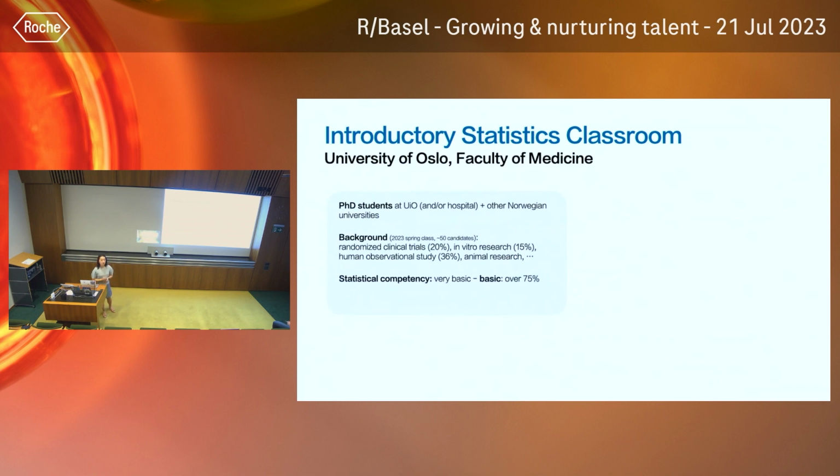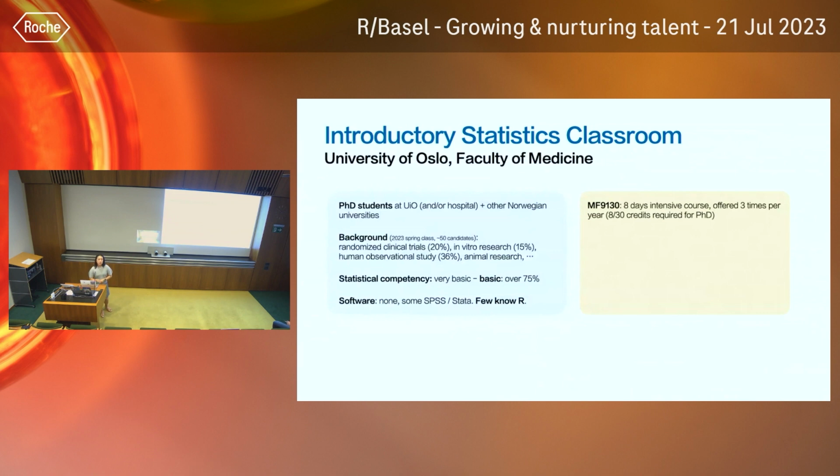And the statistical competency, from what we have reported, is on the basic level. They report to have very basic to basic knowledge for most of the cohort. And the statistical software is none, or some know Stata or SPSS. Very few know R as their knowledge.